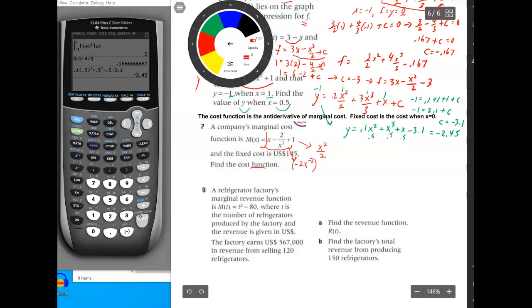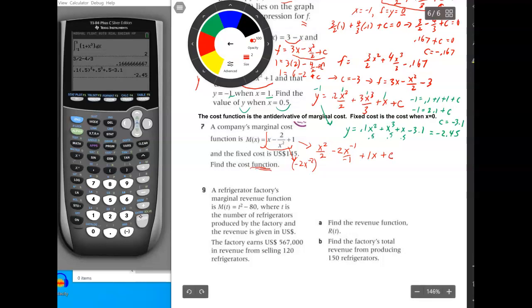So the antiderivative of negative 2x to the negative 2 is going to be negative 2x to the negative 1 divided by negative 1. Because I took the negative 2 exponent, I added 1 to it, I got negative 1, then I divided by negative 1, right? And then finally, the antiderivative of plus 1 is plus 1x, and then finally plus c. So that is the cost function that they told me to find.